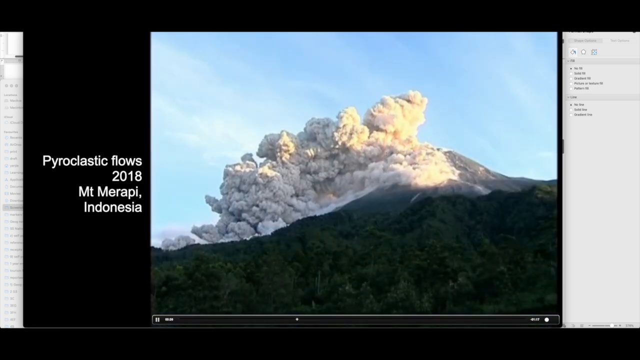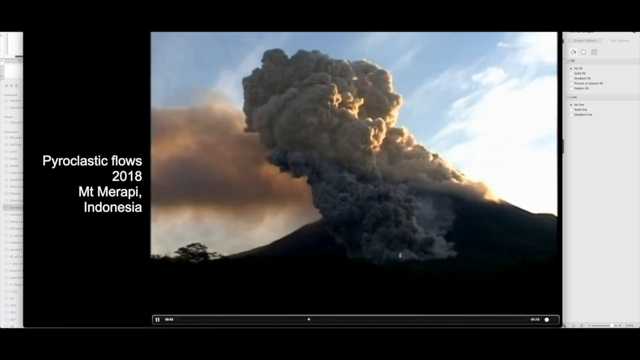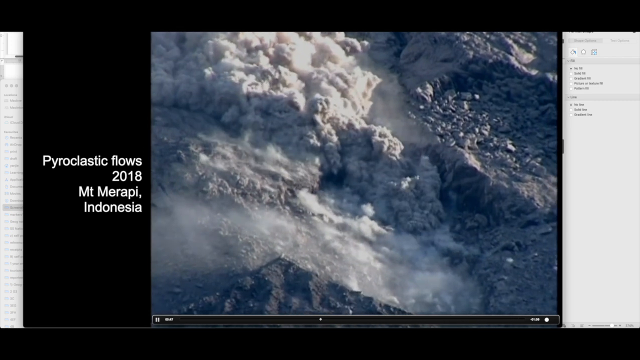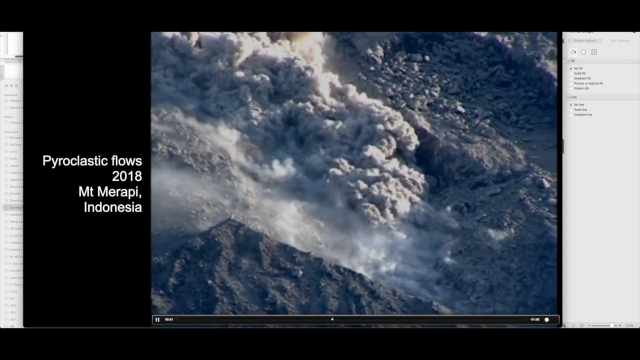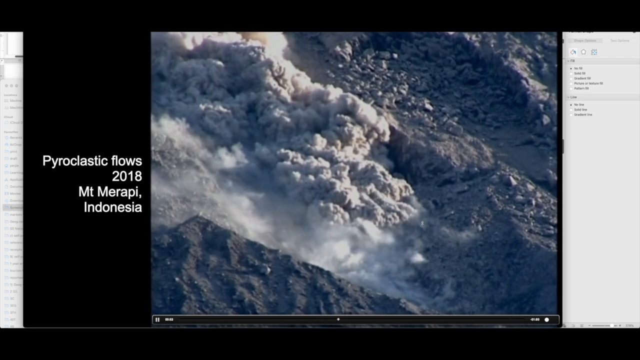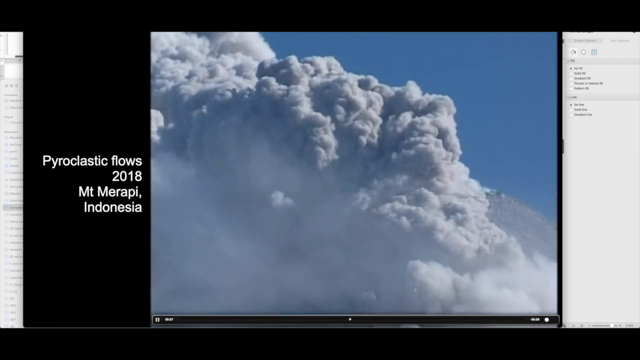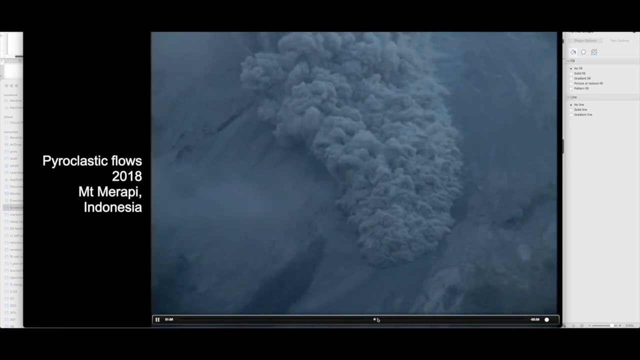Here's another view. You see this whole ash cloud rushing down the slope this way towards the left. Here's another one rushing down the slope. You see that it's pushing rocks flying around. If you are caught in it, you can't really run away from it. It's too fast already. Here's another one rushing down the slope.